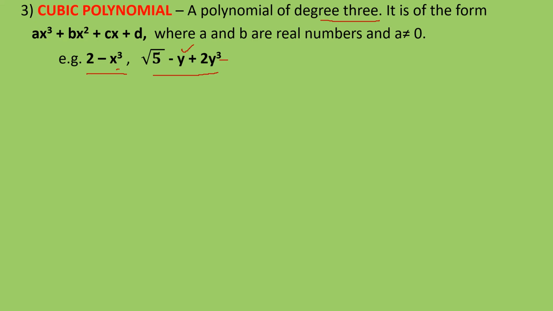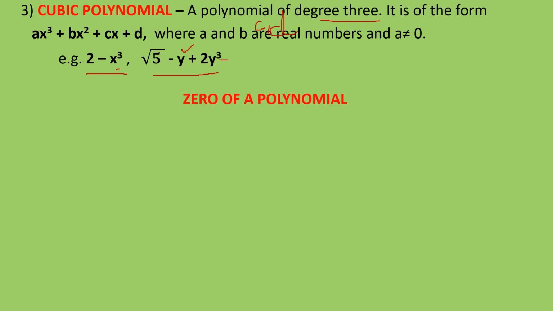So cubic polynomials are the polynomials of degree 3, and they are of the form ax cube plus bx square plus cx plus d, where a, b, c and d are real numbers. Here you have to write a, b, c and d are real numbers and a not equal to 0.